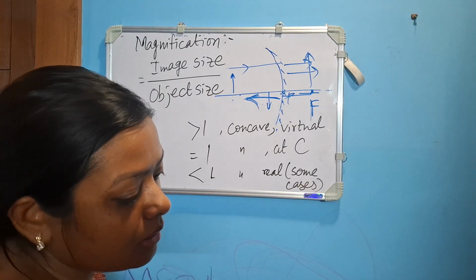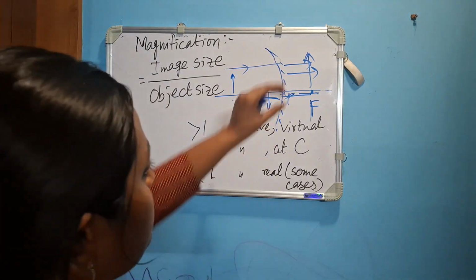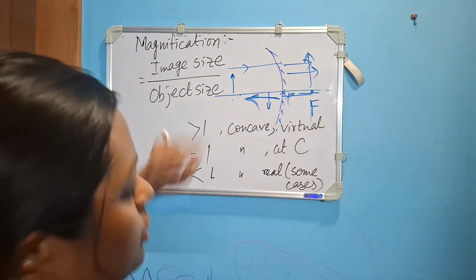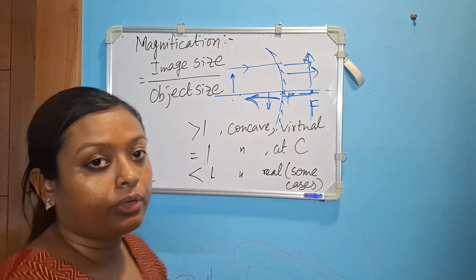And for the convex one, it will form a virtual image, but the image size will be smaller than the object, so it will not be greater than 1. Okay, thank you.